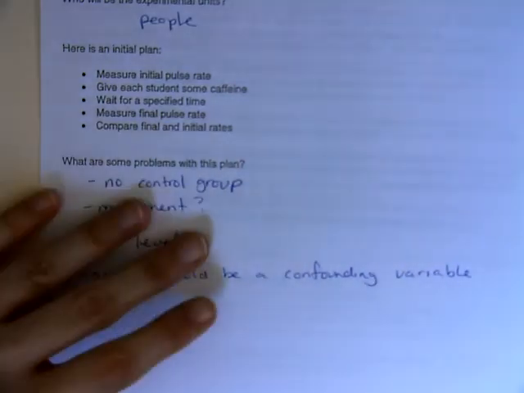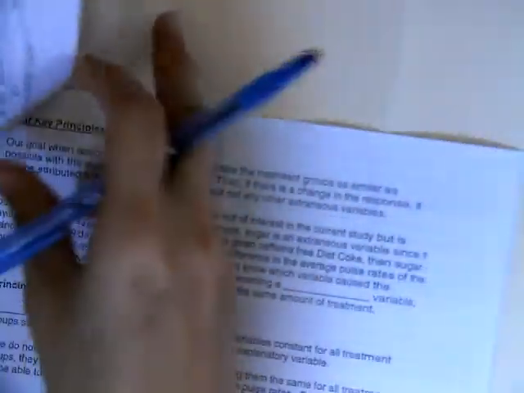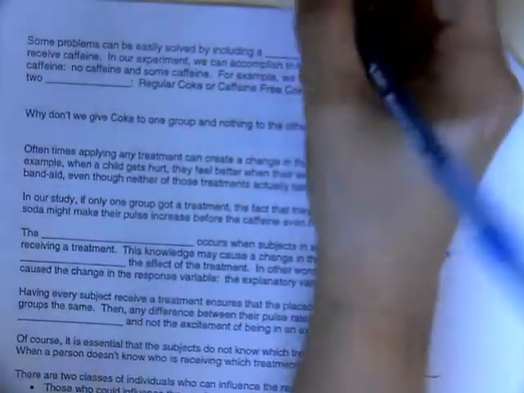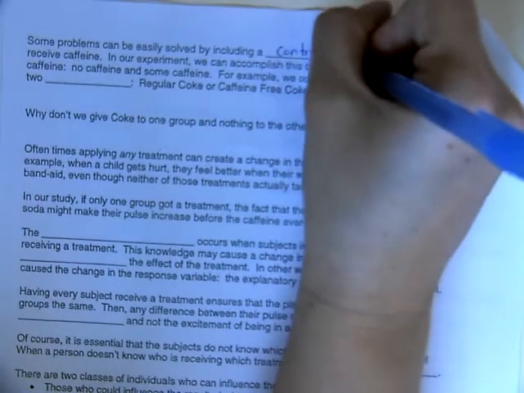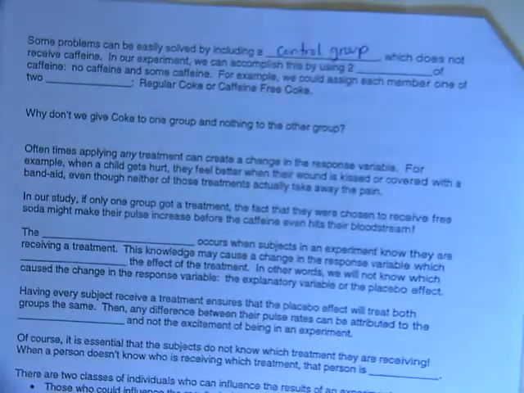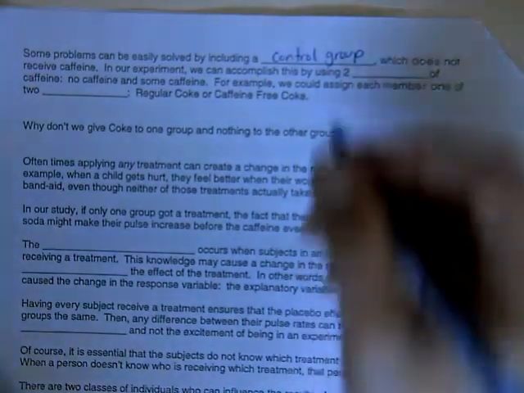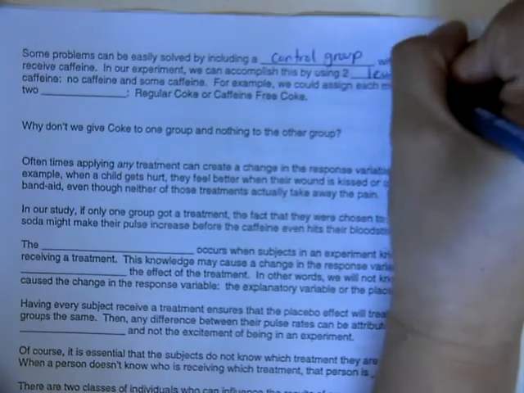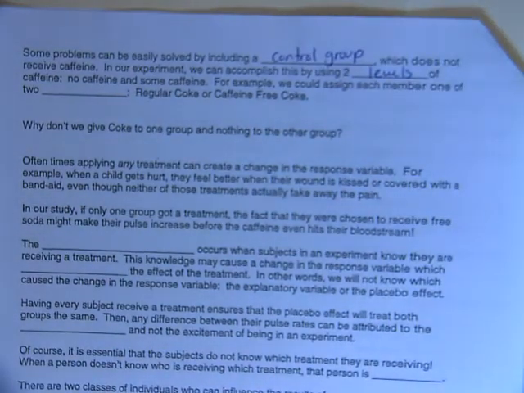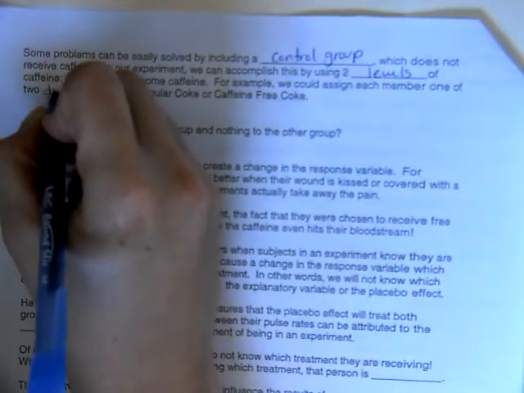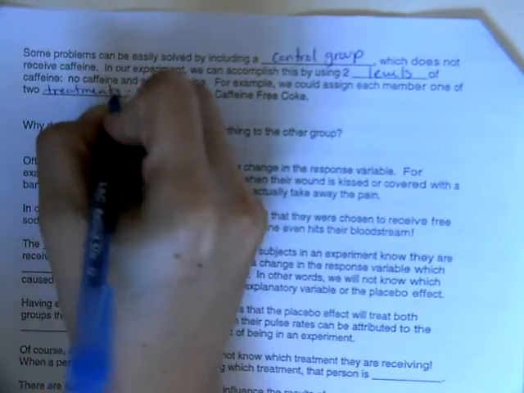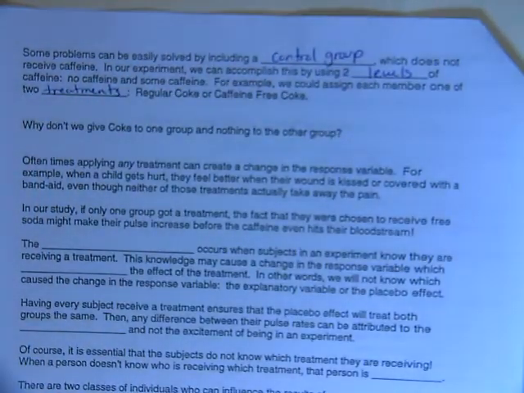I'm going to go through these again on the next page, but obviously we would do that as a class. Some problems can easily be solved by just adding a control group, which does not receive any caffeine at all. In our experiment, we can accomplish this by using 2 levels of caffeine, either no caffeine or some kind of caffeine. For example, we would assign each member one of two treatments: regular Coke or caffeine-free Coke.